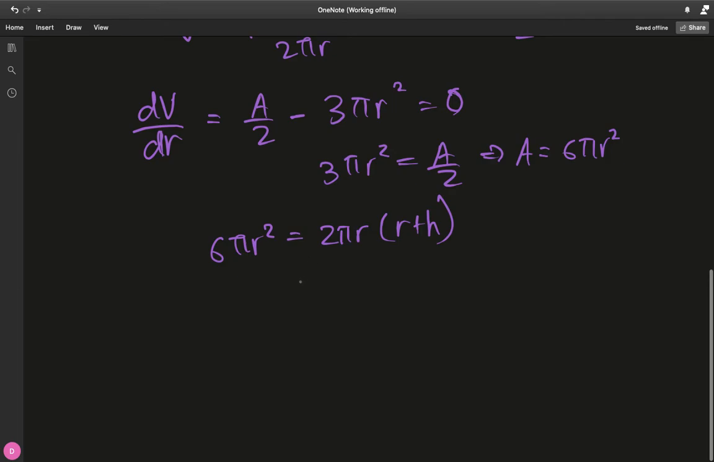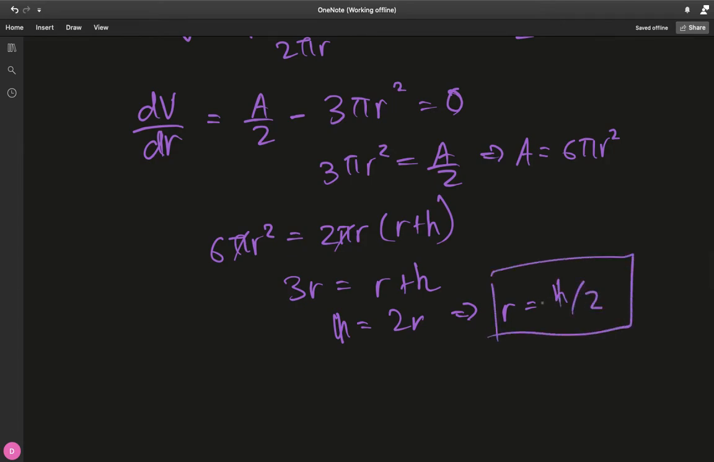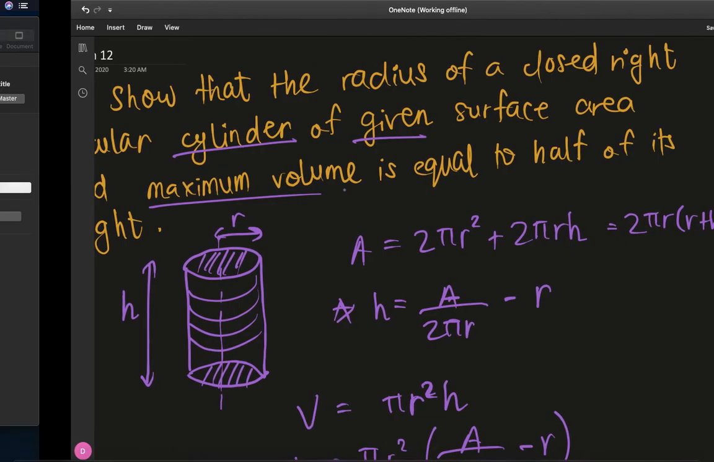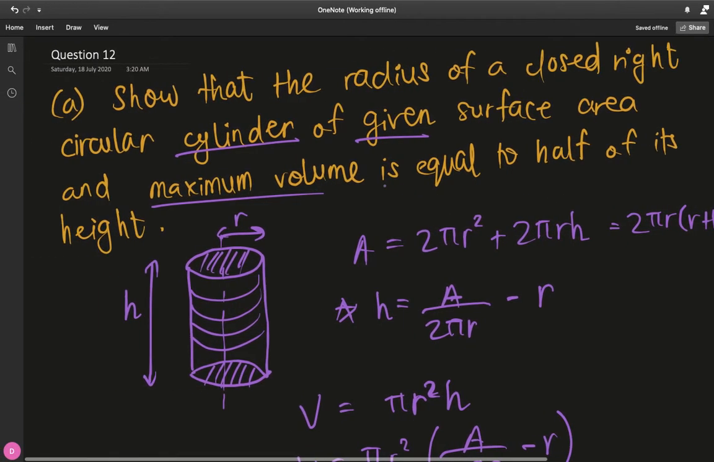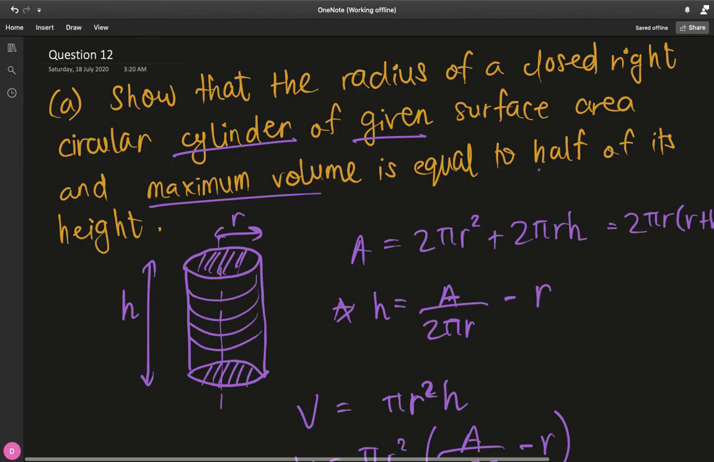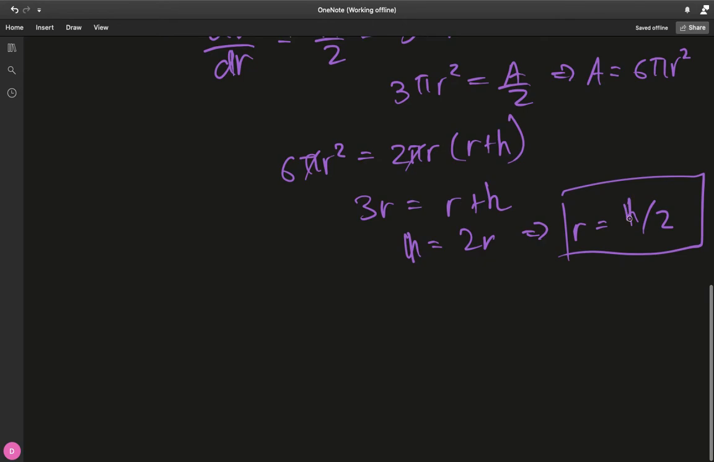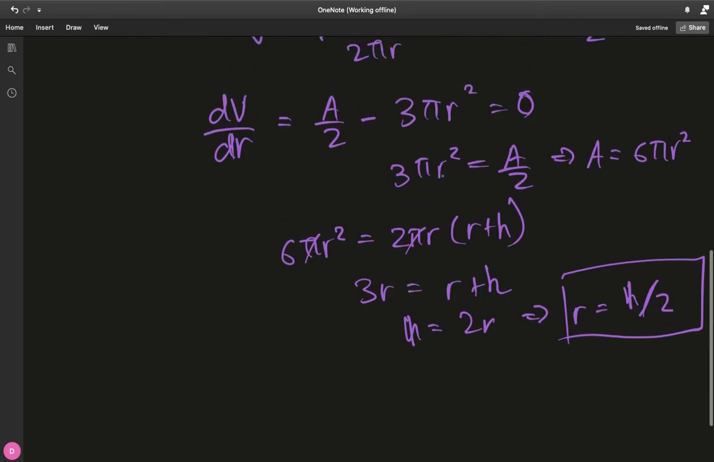So stuff will cancel out. 3r is equal to r plus h. h is equal to 2r, implying r is equal to h by 2. And this is really exciting because we had to show the radius is equal to half of its height. So yeah, radius of this is half of its height, but we still need to check whether this is the point of maximum or minimum.